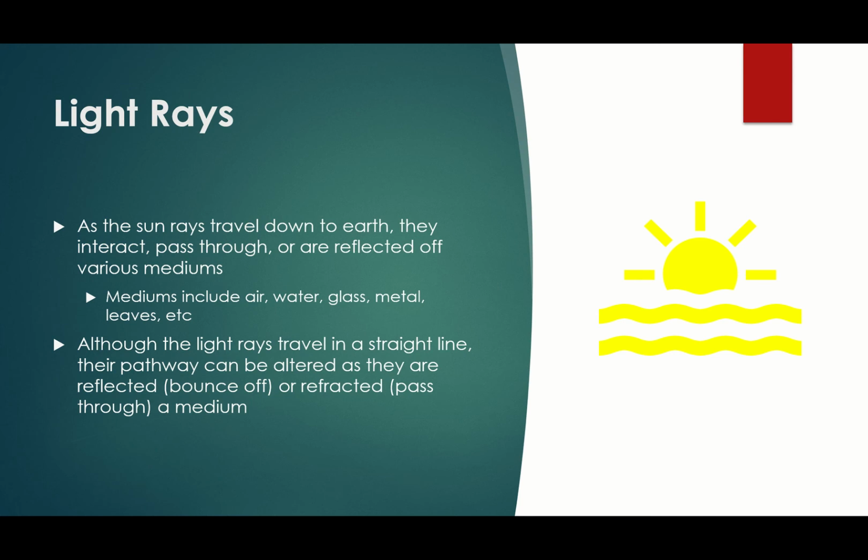So I thought it would be nice to go ahead and review what light is and how it travels. We know that light travels in the form of rays, and these rays travel in a straight line until their pathway is interrupted by something. And so in reflection and refraction, these light rays are bounced off or refracted as they pass through different mediums.